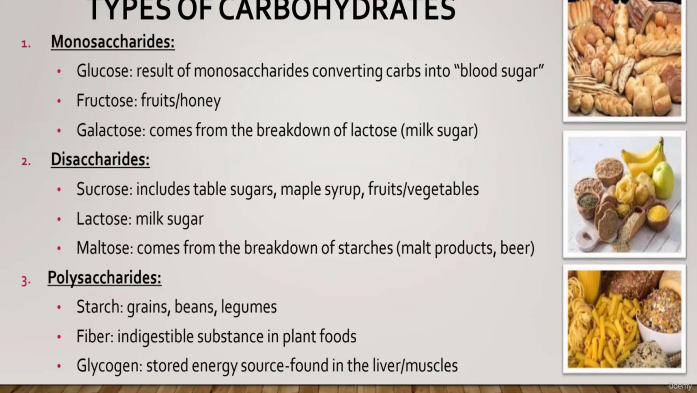Maltose comes from the breakdown of starches, malt products, and beer, and polysaccharides such as starch, grains, beans, and legumes, fiber, indigestible substance in plants, foods, glycogen, which is a type of stored energy source found in the liver and the muscles, right? So glycogen is nothing else than glucose that is stored in the liver, okay, mostly, okay, and that can be broken down and released into the bloodstream in case you are experiencing hypoglycemia, which is a situation in which the blood sugar levels in the body are low.